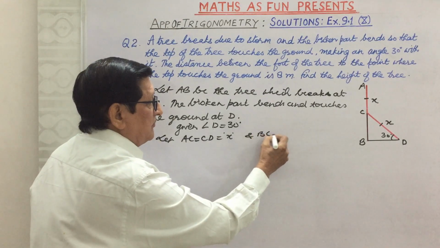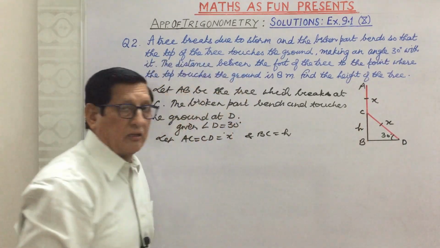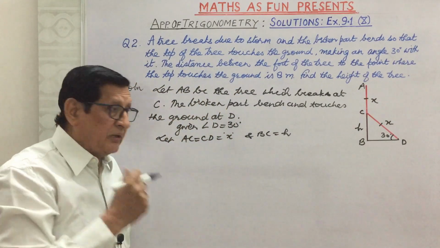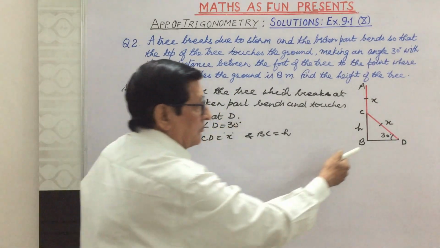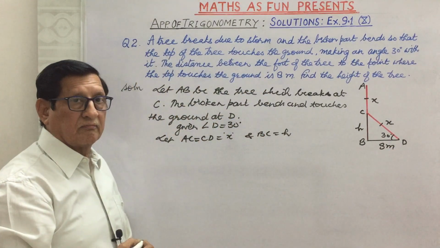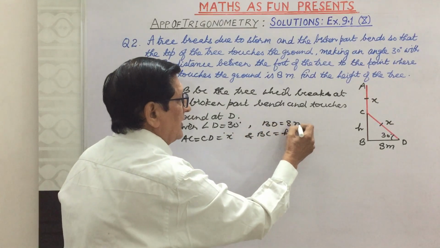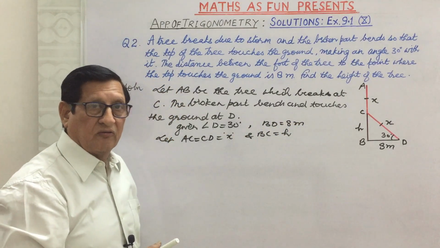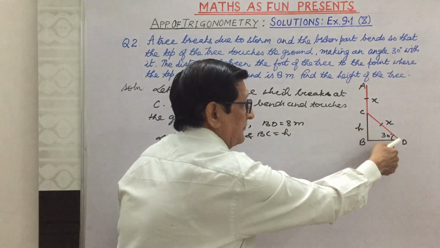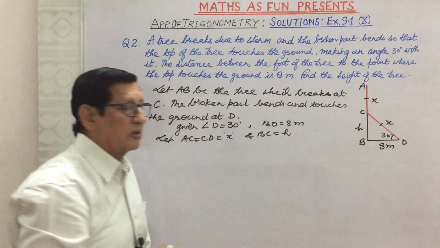And BC be h. This is the part h. Now we have to find out h and x both. But it is also given here that BD is 8 meters. So with the given we can write BD is equal to 8 meters. For this triangle we see BD is the base, CD is the hypotenuse, and BC is the perpendicular.